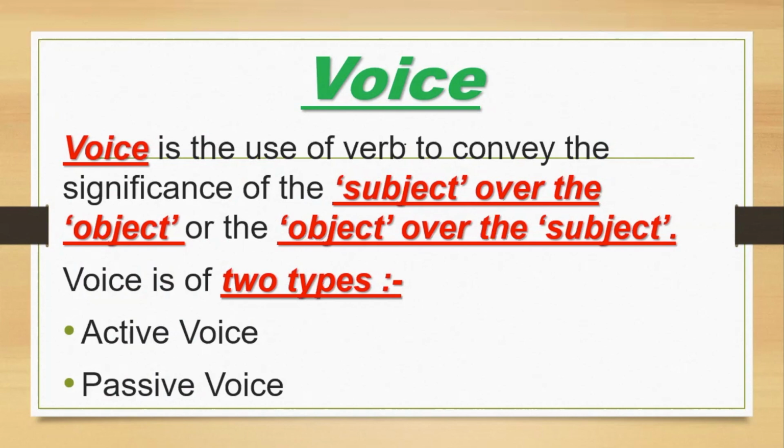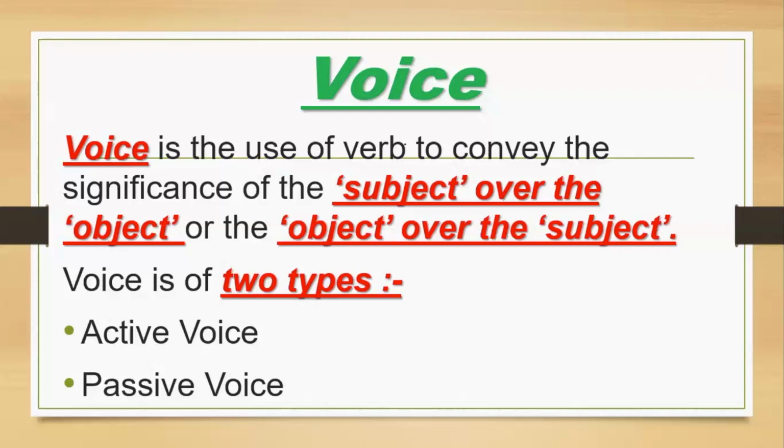So in a sentence, if we want to tell that subject has greater importance than the object, or if we want to say that object has greater significance than the subject, meaning object is of great importance, then voice is used. So it is the use of verb that is used to tell the importance or the significance of the subject over the object and object over subject.